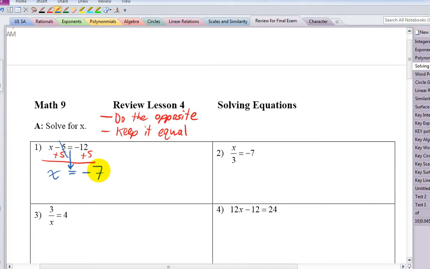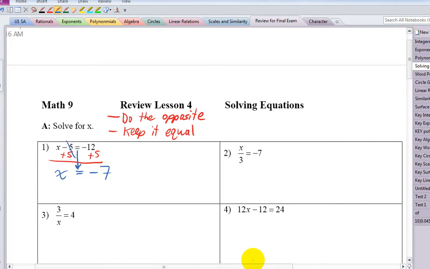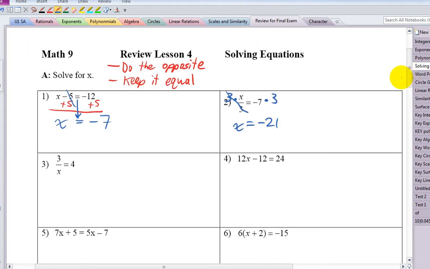Okay, good. Number 2, we have x over 3. What does that line mean? Divide. So what's the opposite of dividing by 3? Oh, you guys are geniuses. Times by 3. Those cancel. We're left with x equals negative 21. Good buddy. All right.